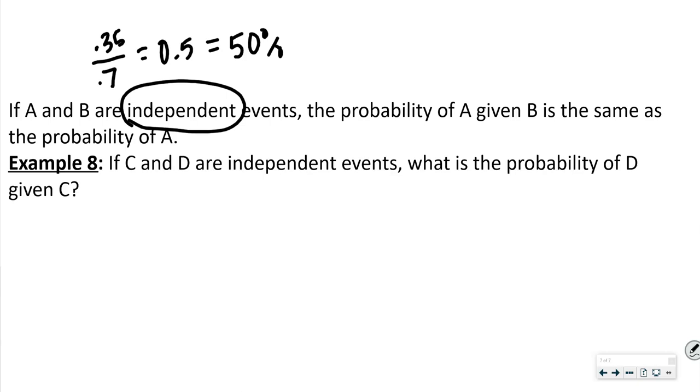Well, let's just talk about it like this. If C and D are independent events, what is the probability of D given C? If C's already occurred, which is what it says, we're given C, then we know that it's the probability of D. If we know they're independent events, that's how the answer works here. If they're independent events, it's the probability of the single thing given that C's occurred. C and D are independent. What's the probability of D given C? It's just the probability of D. That's it.